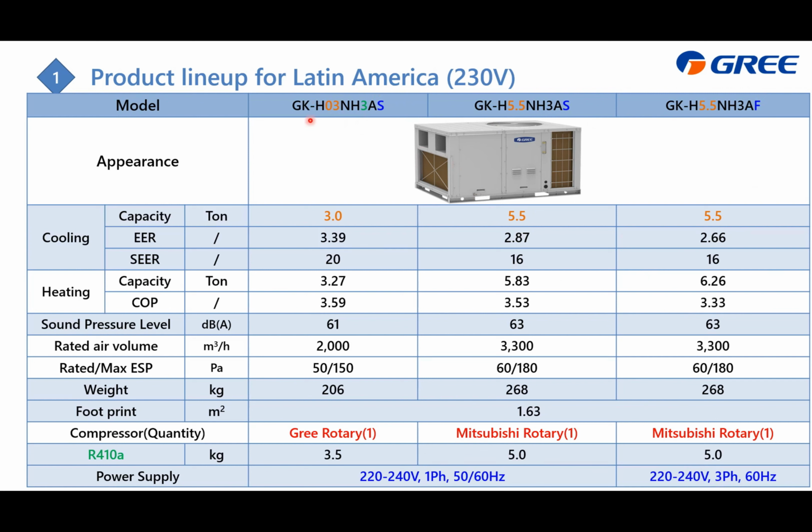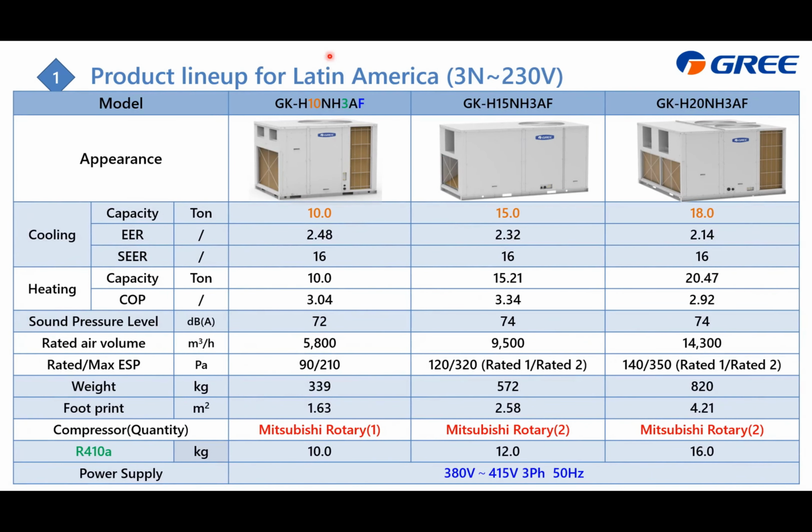And for this one, the smallest capacity, the compressor is from Gree. For the others, it is from the Japanese company, Mitsubishi. This is the second page. So you can find that for 230 volt, the max is only up to 20 refrigerant ton. That means it is only 18 refrigerant ton for cooling capacity.